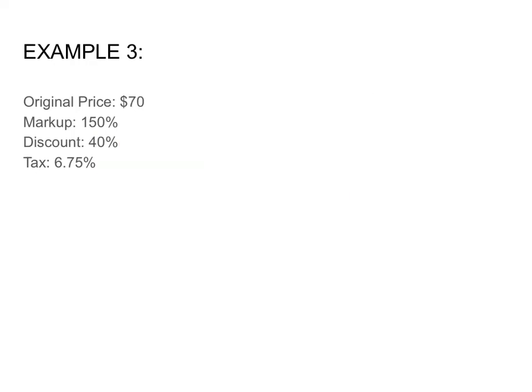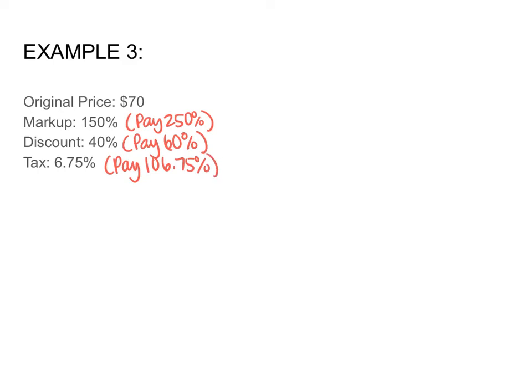Last, my favorite kind of problem, where you have markup, discount, and tax, because this is the one that's more like the problems that you're going to see in the real world. If something's being marked up 150%, that means I'm actually paying 250% of the original. If there's a discount of 40%, I'm going to be paying 60% of what's left over. And if there's a tax of 6.75%, that means I'm going to be paying 106.75% of that new amount.